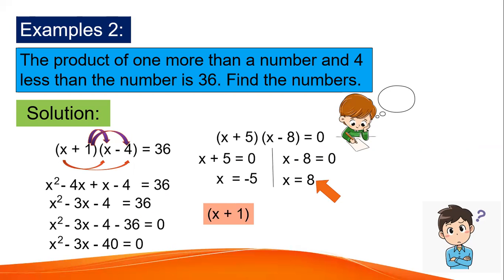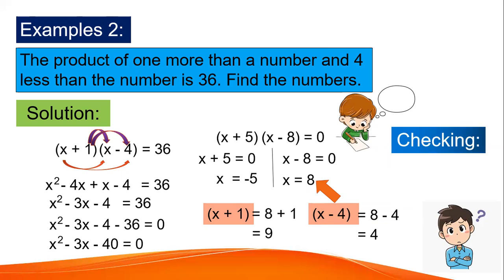Then after that, we have x plus 1. So this will be the first number, 8. That will be your x. So substitute the value of x, that will be your 8. 8 plus 1, the answer is 9. Then the second number is x minus 4. And then using x, you change x to positive 8, and therefore we have 8 minus 4, and then subtract, the answer is 4.